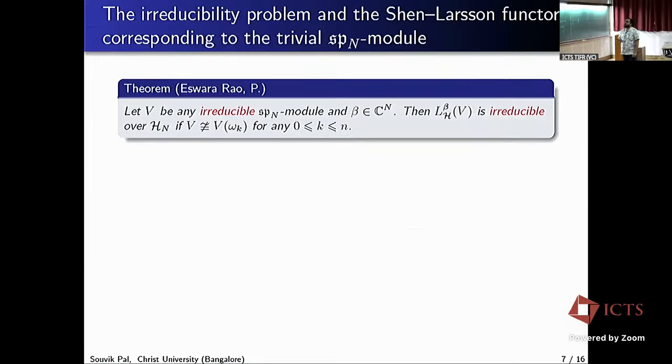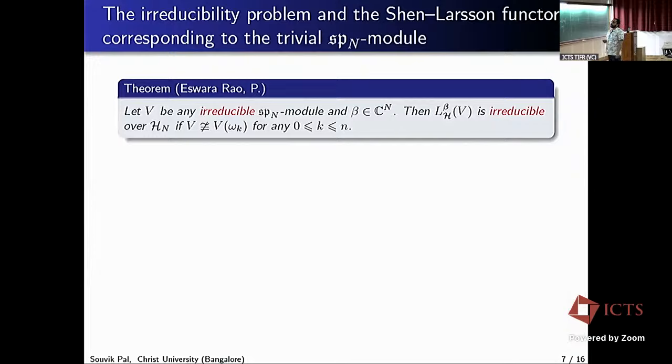Okay, so this is the final. Using that characterization lemma, we could prove that if you start with an irreducible module and beta is in Cn, this is irreducible if it is not a fundamental representation or a trivial representation. So this theorem gives a sufficient condition for the irreducibility of that V tensor An, and it is not necessary and sufficient. So now, these are the modules which we need to understand.